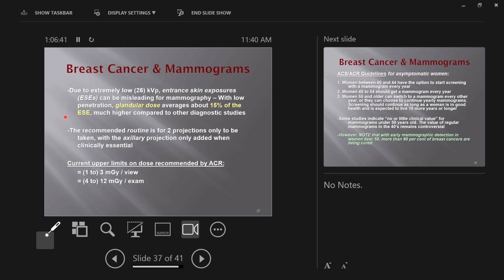As well as building better detectors, a couple of things were done recommendation-wise, policy-wise, to help reduce the breast dose for mammograms. And that is, one, recommending a routine for mammograms of 2 projections only, okay? With an additional axillary projection only added when clinically essential. So only 2 projections, limiting the amount of views that we take. And current recommendations on limiting exposure include 3 milligray per view or up to 12 milligray per exam. So now we're sort of giving you a recommended limit for exposure for these exams.